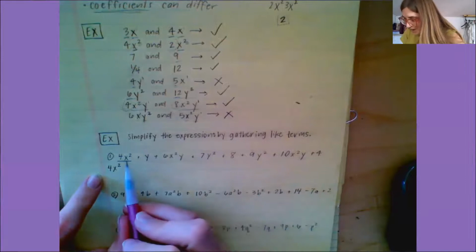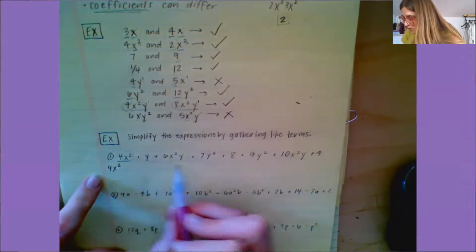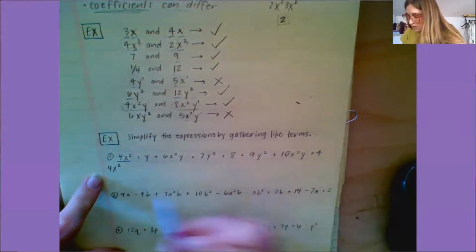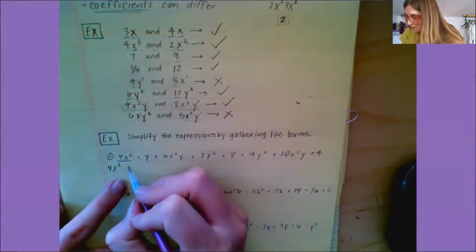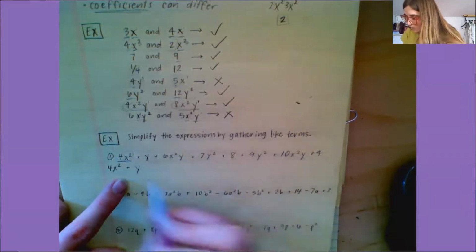Are there any x squareds within this list? No, no, no, no, no, no, no. So that's the only one there. And then I'm going to do plus y. I'll do my y's next. So I have y here.